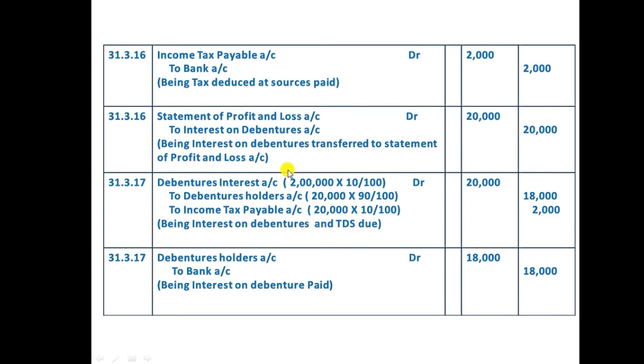This due, in the second year, the company will pay to the debenture holder. Again the same procedure. 31/3/2017, debenture holder account debit 18,000 to bank account 18,000. At the time of paying interest, the bank balance of the company decreased, so we credited it, and the debenture holder is a receiver, that is the reason we debited. Being interest on debenture paid.